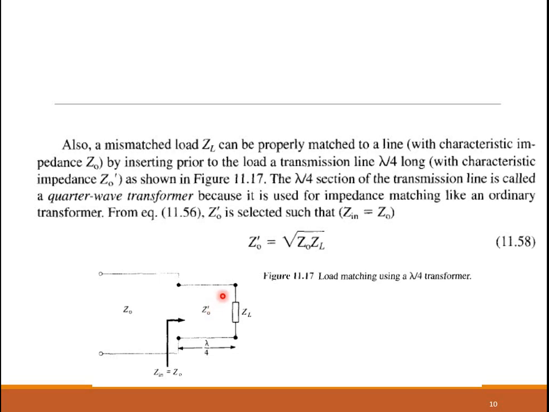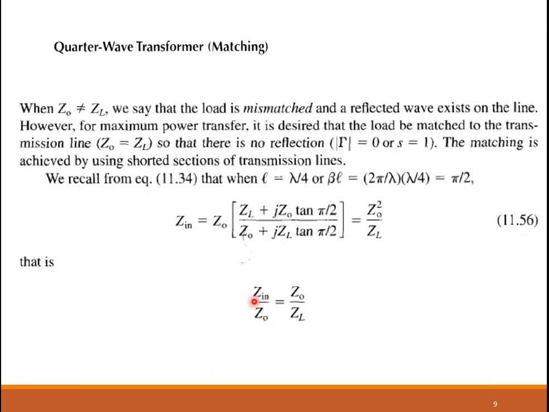Z0 dash is the characteristic impedance of this new section. It is chosen such that it is equal to square root of Z0 ZL. Okay, when such a choice is made, what happens? Your Zin and Z0 will be equal. That means these two will be equal and correspondingly Z0 and ZL will also be equal.